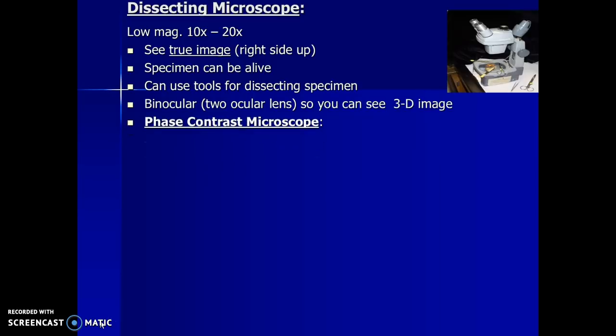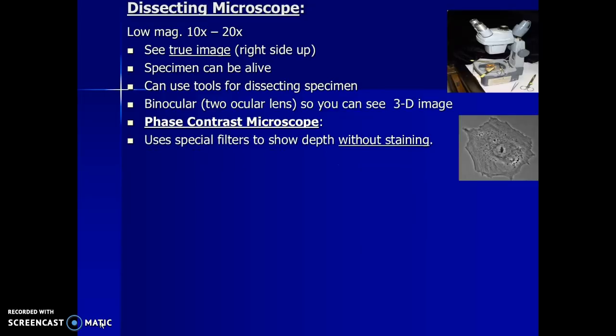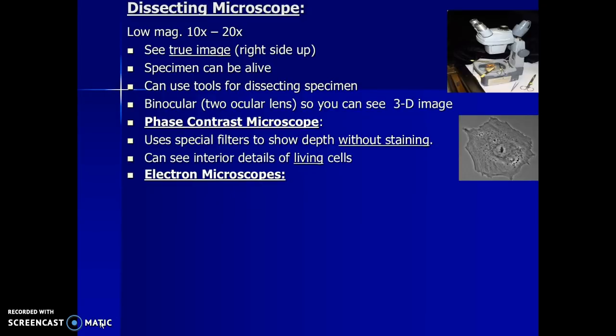The next is the phase contrast microscope. These use special filters to show the depth of the cells, which enables the researchers to view interior details of the living cells. Now, we do not have phase contrast microscopes. We cannot afford them yet.